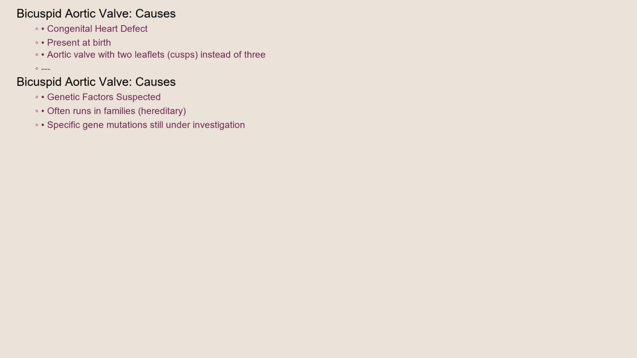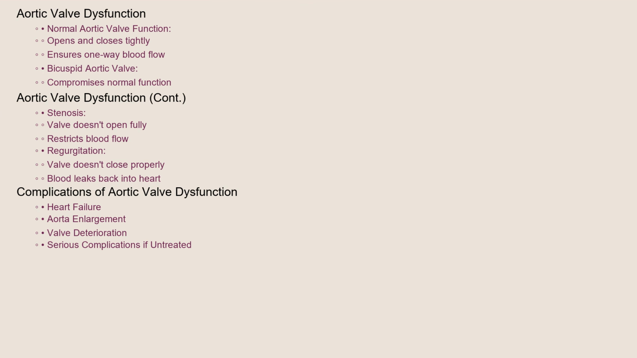involved in BAV development. Now let's talk about what happens when the aortic valve isn't functioning as it should. The aortic valve's job is to open and close tightly, ensuring blood flows in one direction from the heart into the aorta. In a bicuspid aortic valve, this process can be compromised. Over time, the abnormal valve can become either stenotic, meaning it doesn't open fully, restricting blood flow and forcing the heart to work harder, or regurgitant, meaning it doesn't close properly, allowing blood to leak back into the heart. Both stenosis and regurgitation can lead to heart failure, enlargement of the aorta, and other serious complications if left untreated. The abnormal flow patterns across the valve can also damage the valve itself, accelerating its deterioration.